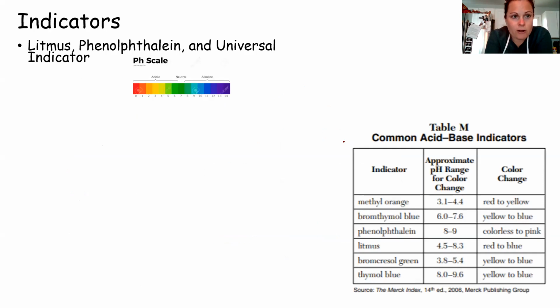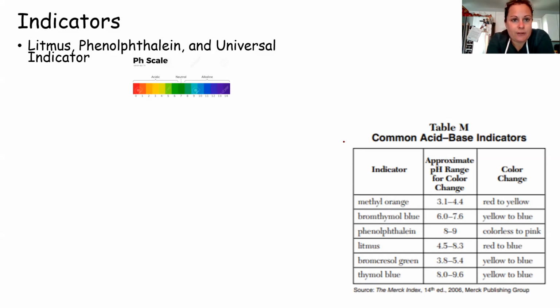Okay, so we've already discussed 3 types of indicators. Litmus was an indicator that was used to define acids and bases. Litmus in an acidic solution is red, but in a basic solution is blue. So you saw some questions about what type of substance changes red litmus to blue. If it turns to blue, that's a base. If it turns from blue to red, that's an acid.